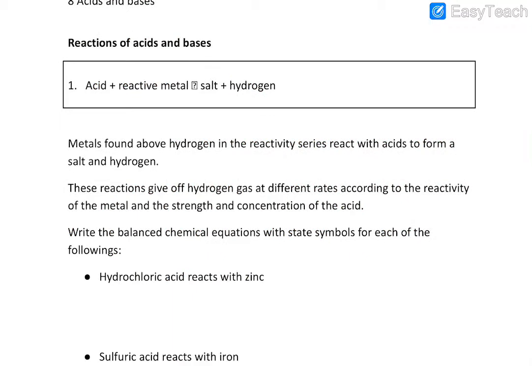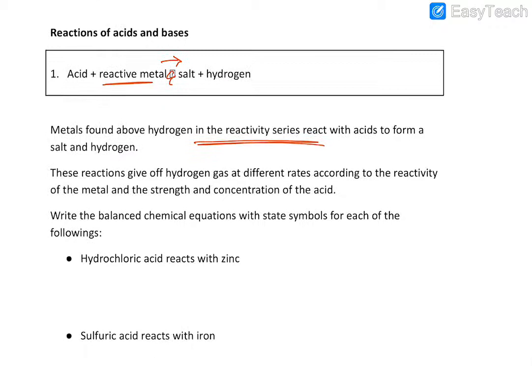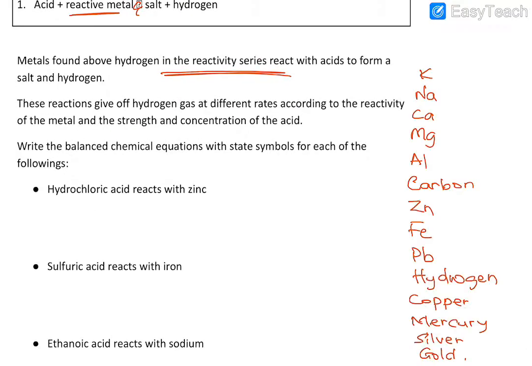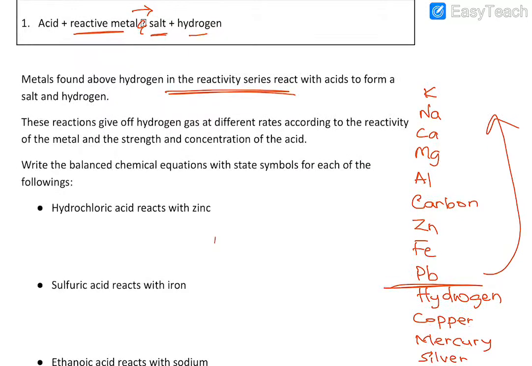Reactions of acids with reactive metals. Any metal which is above hydrogen in the reactivity series is reactive. So I hope you remember your reactivity series. Everything which is above hydrogen is reactive, therefore they will produce salt and hydrogen. But be careful, lead usually is unreactive in acid because lead salts are insoluble.